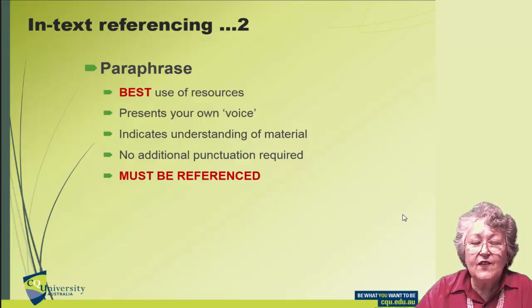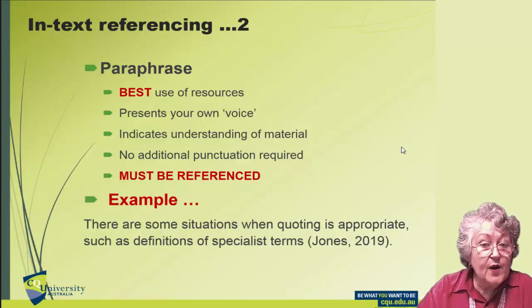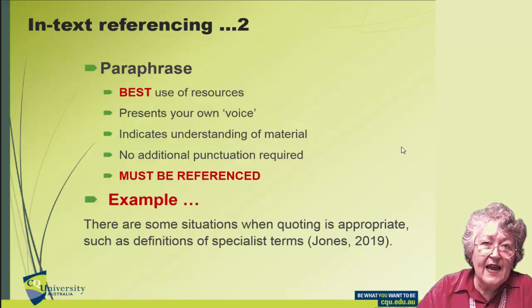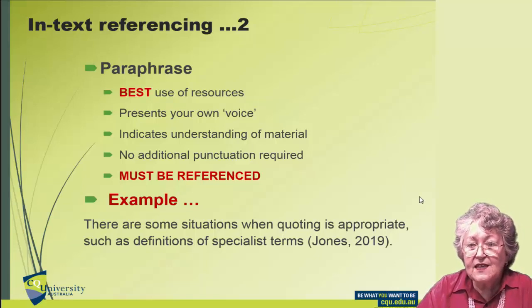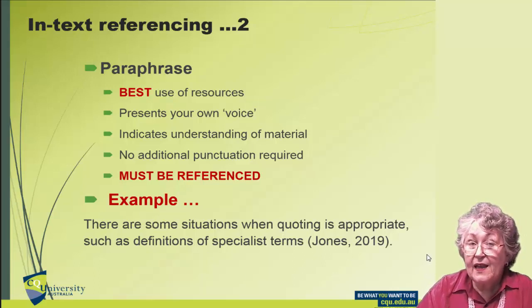Even though it's in your own words, the ideas came from somewhere else and these need to be acknowledged. And here's an example. There are some situations when quoting is appropriate, such as definitions of specialist terms. And you can see here that because I am paraphrasing, I now put the author's name and date into brackets, and you'll notice also that the full stop goes on the outside of the closed brackets. If the full stop is on the inside, or at the end of the sentence before the reference itself, then you will be considered to have made an error.